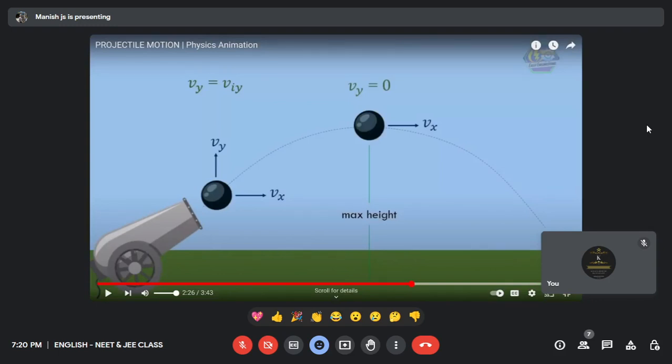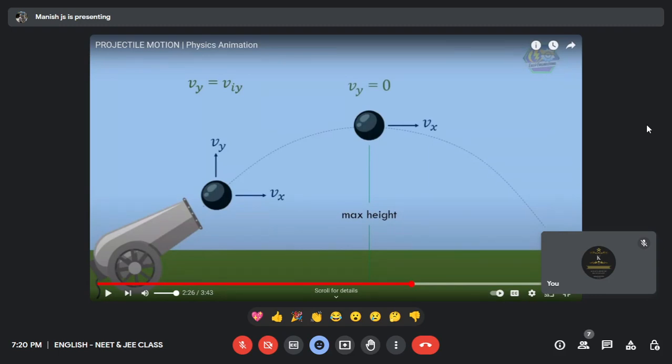So this animation video gives us an idea of a projectile motion. You can see the motion taken by a cannonball. You can see it's not moving straight. It is taking a curved path. This is basically a parabolic path that you're seeing. So this type of motion or this trajectory is called projectile motion.